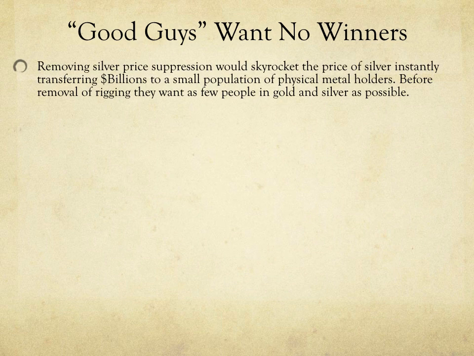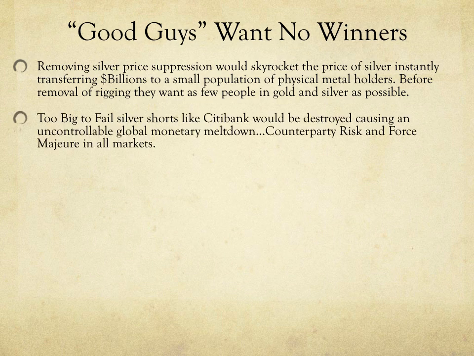do because removing silver price suppression would skyrocket the price of silver, instantly transferring billions to a small population of physical metal holders. Before removal of rigging, they want as few people in gold and silver as possible. Too big to fail silver shorts like Citibank would be destroyed, causing an uncontrollable global monetary meltdown. Counterparty risk and force majeure in all markets.